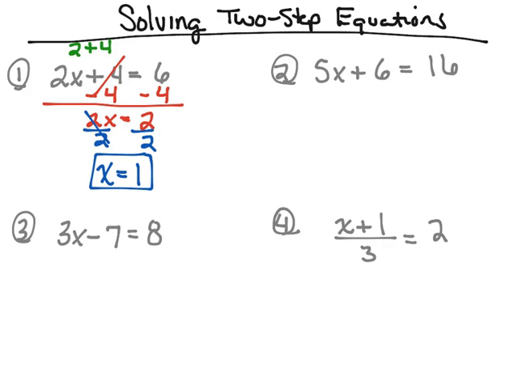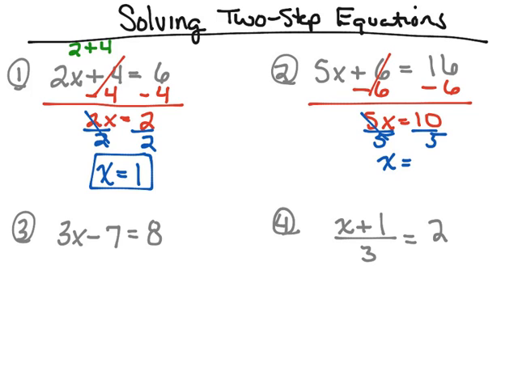Alright, let's try number 2. Again, the first thing we're going to do is the opposite of adding 6, and that's subtracting 6. So if I subtract 6, I have 5x is equal to 10, because 16 minus 6 is 10. The second thing I'm going to need to do is the opposite of multiplying by 5, and that's to divide by 5. So if I divide by 5, 10 divided by 5 would give me a 2. Therefore, the solution to this equation is 2.